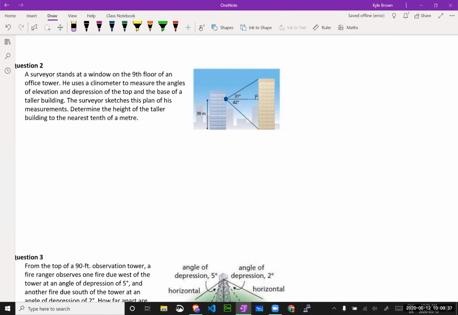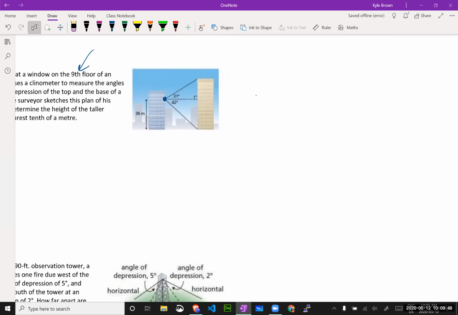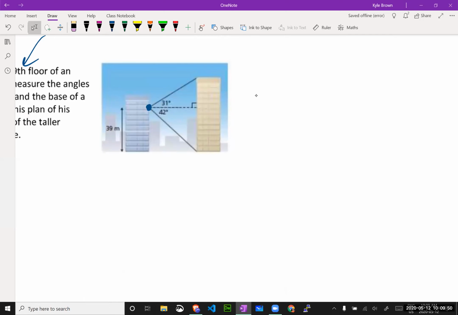This one's fine because they gave us the numbers in the picture, right? But if you had a word problem and you weren't given the picture, you'd have to know how to draw that picture, right? All right. So we are after the height of this building. And so really, I'm looking for this length, and I can add them together, right?